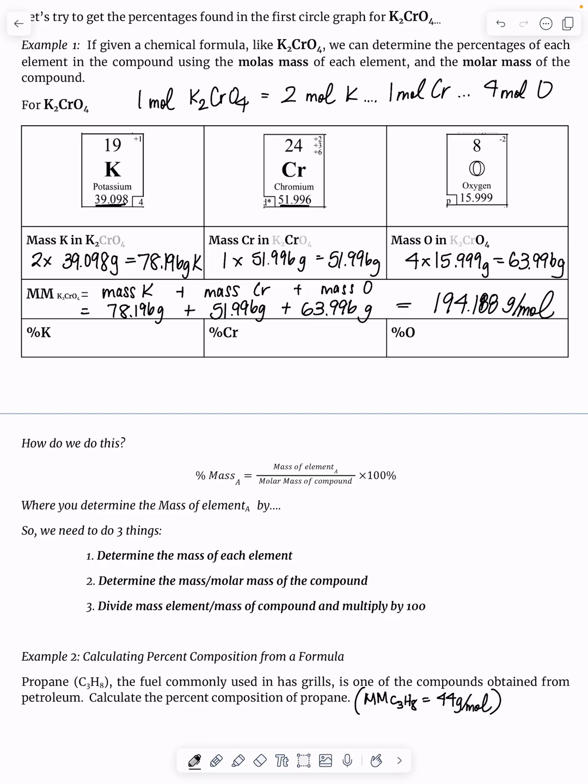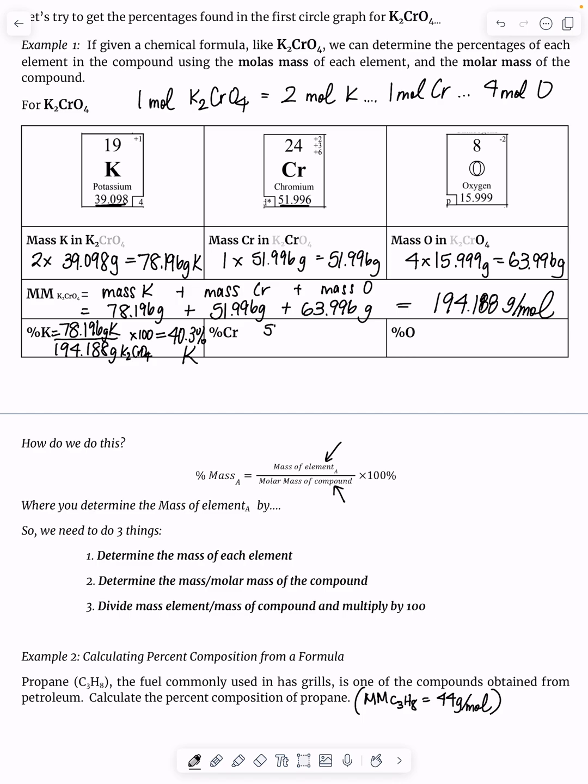So what do I do with this to get percentages? If I want to get the percentage of each element, I need the mass of that element in the compound, and I need to divide it by the molar mass and multiply by 100. So I'll do 78.196 grams of K divided by 194.188 grams of the compound K2CrO4, multiply by 100, and I get about 40.3% K.